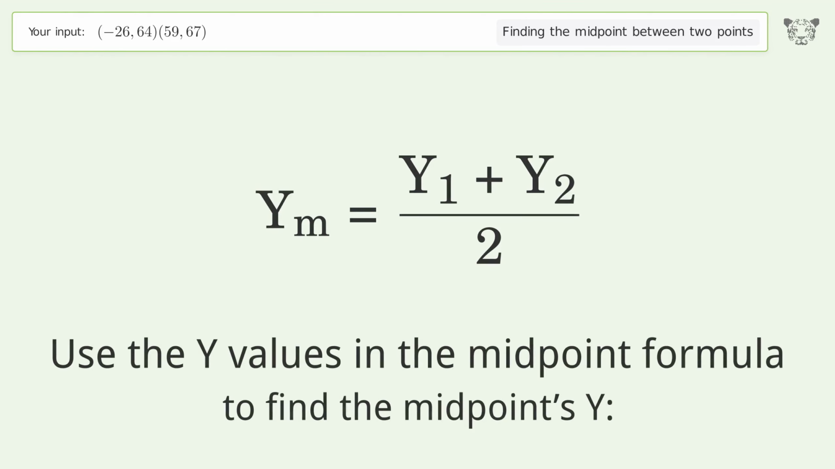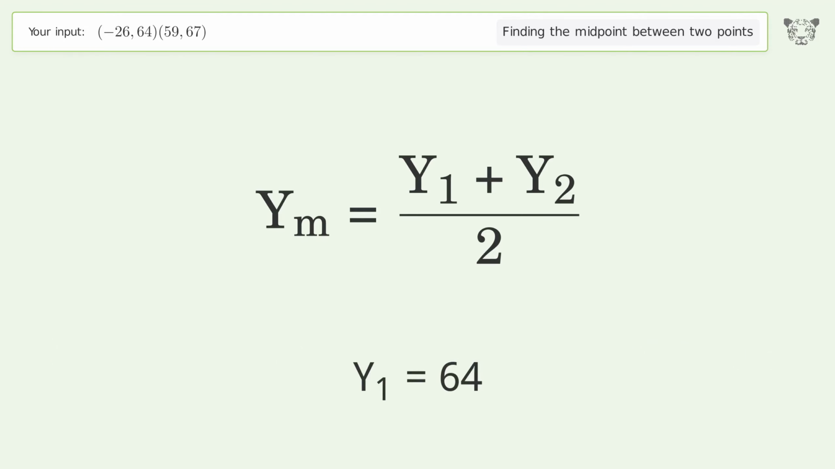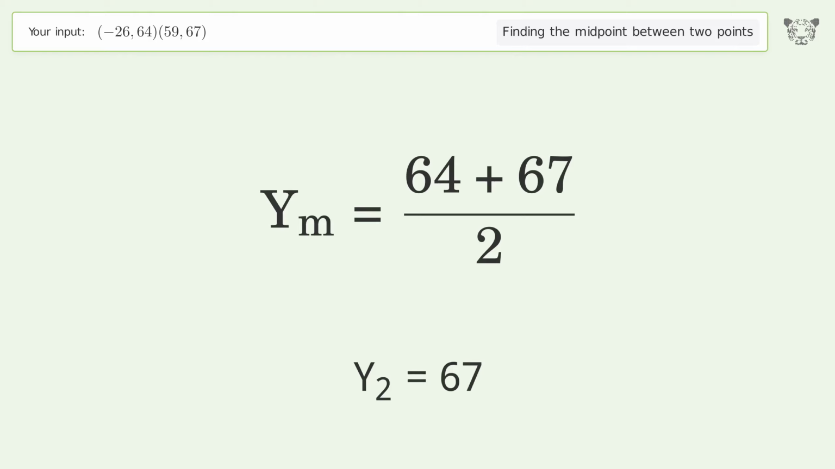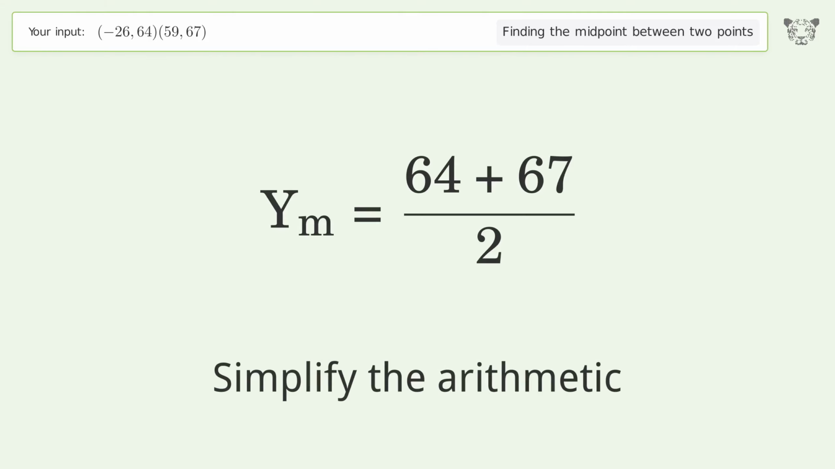Use the y values in the midpoint formula to find the midpoints y. y1 equals 64. y2 equals 67. Simplify the arithmetic.